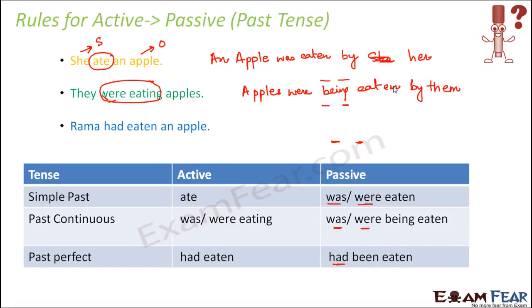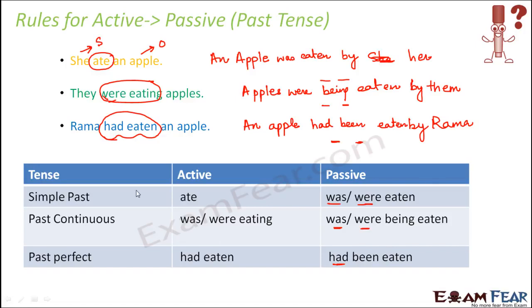And the last example is for past perfect. Rama had eaten an apple. So again, bring an apple at the first, take Rama at the back. So insert by. So an apple had eaten. So had eaten will be converted to had been eaten. So an apple had been eaten by Rama. So in this fashion, we convert active to passive. So you see, it's easy.